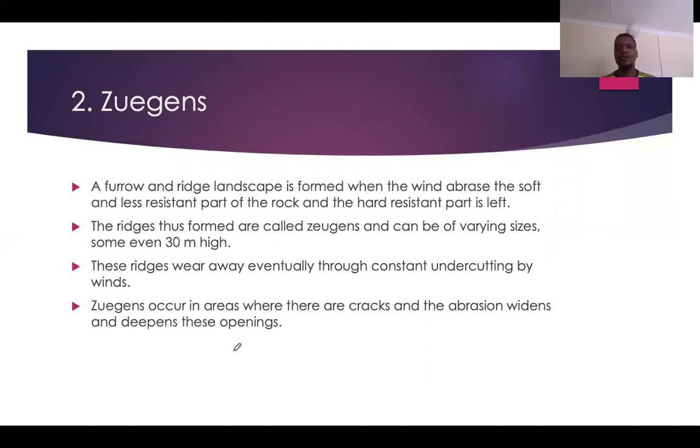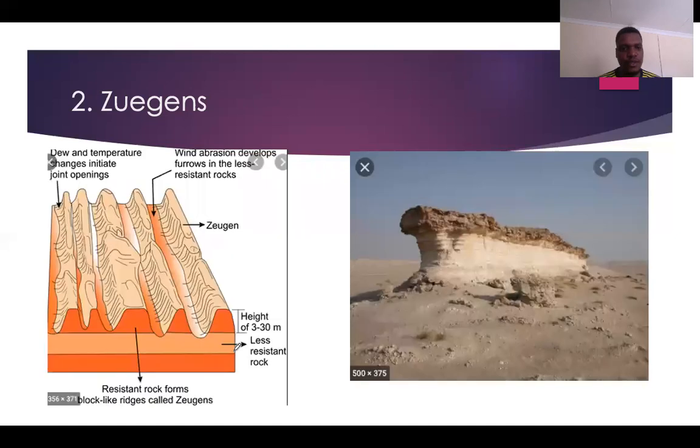Then the second landform that is formed from this is the zeugen. The zeugens. So I want to show you a picture of how zeugens look. Let me explain from here. What happens is that we have cracks that are caused by weathering. In the beginning, we just have a flat surface. We don't have these gaps or ridges or depressions or trenches.